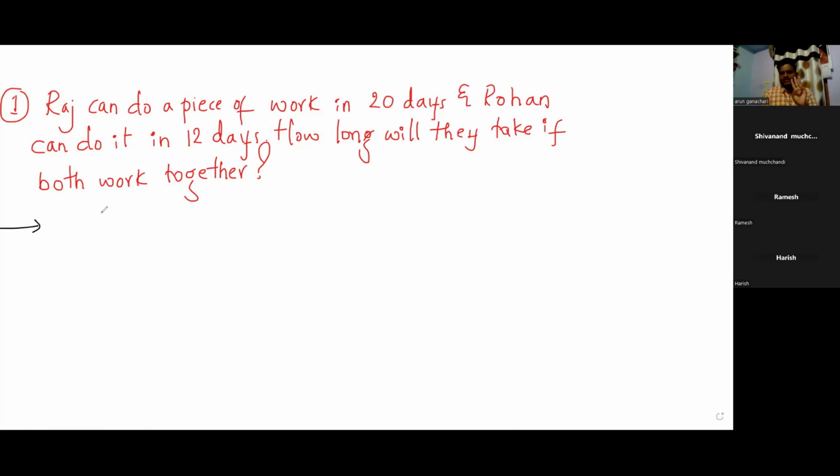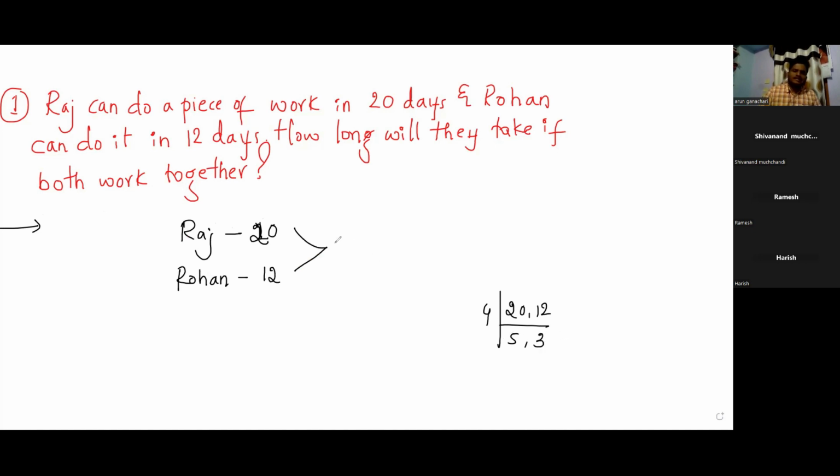So all we need to write is 3 steps. Raj is taking 20 days. Rohan is taking 12 days. First step is to find the LCM of 20 and 12. What is the LCM of 20 and 12? 60. We divide by 4: 4 fives are 20, 4 threes are 12. We cannot divide further, so it will be 60.